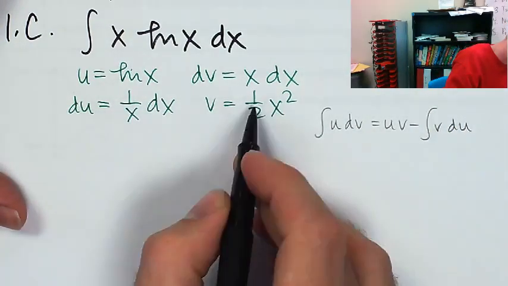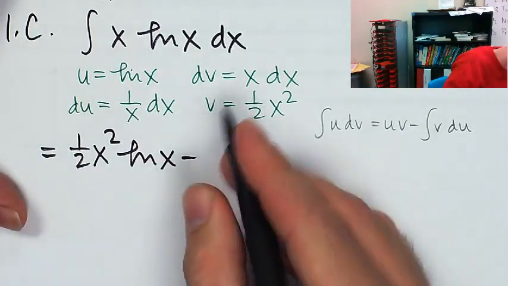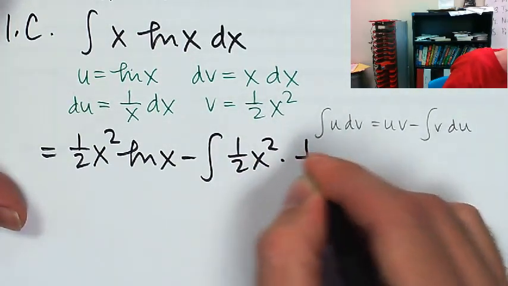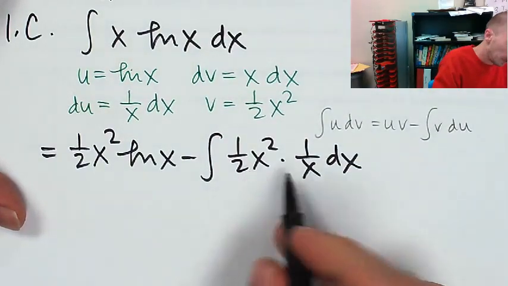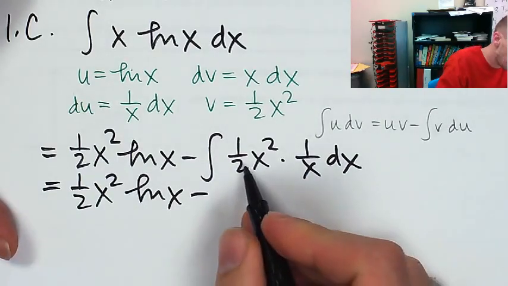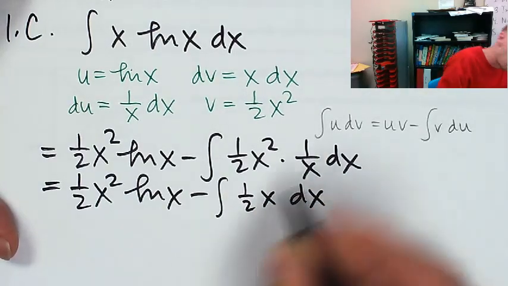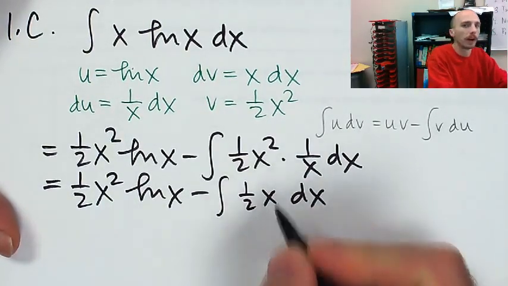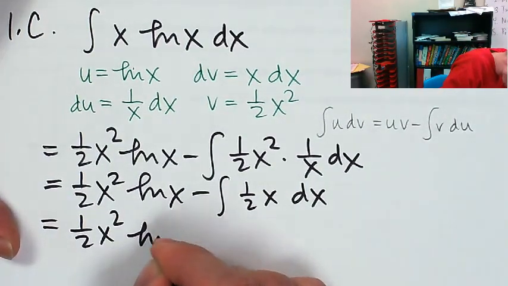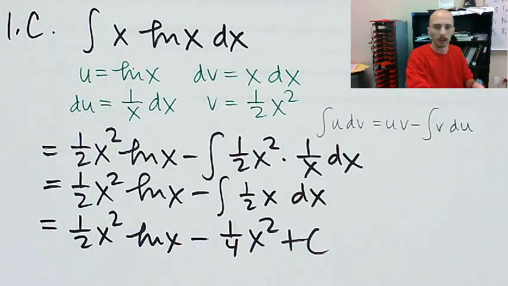Okay, so u times v is 1/2 x squared log x minus the integral of v du. Okay, and then I'm going to have to do a little simplification, but that'll just be 1/2 x. And we know how to anti-differentiate that. We would add 1 to the power and divide by the new power. So it's going to be 1/4 x squared. And we'll add a plus c because it's an indefinite integral.